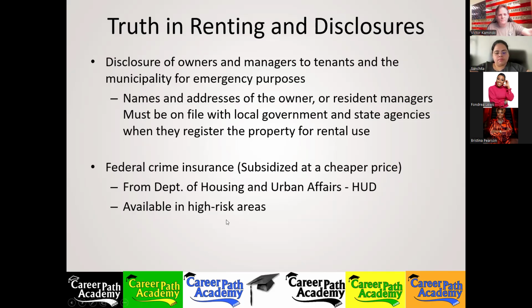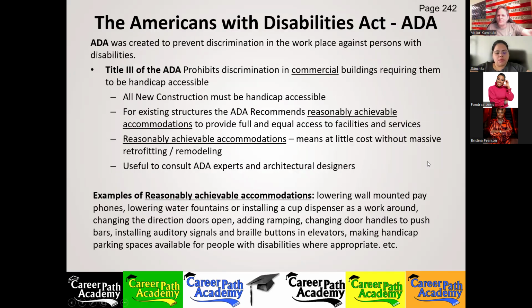I don't know. So they say it's available in high risk areas. Okay, well, do we have a list of these high risk areas here? Curiosity, I'd like to know. I'm sure HUD does.